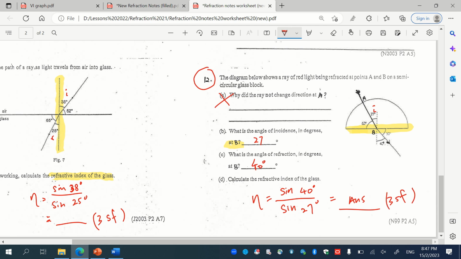Problem solved. How do I know whether the answer is correct? It must be 1 point something. Refractive index of glass, being heavier than air, must be 1 point something. If you get 0 point something, I believe you have put the angle wrongly already. You must have put 27 over 40 instead.